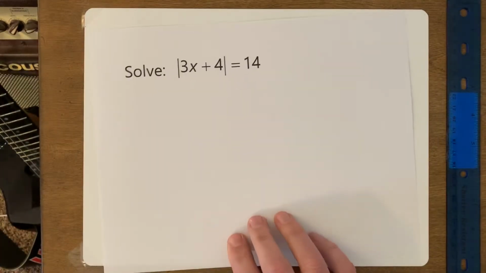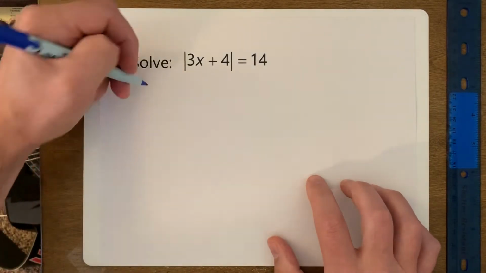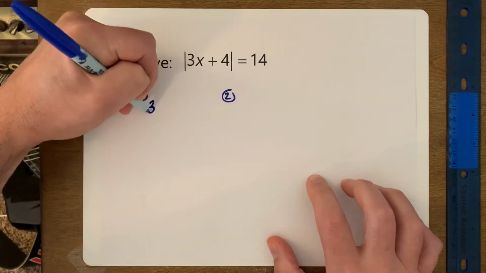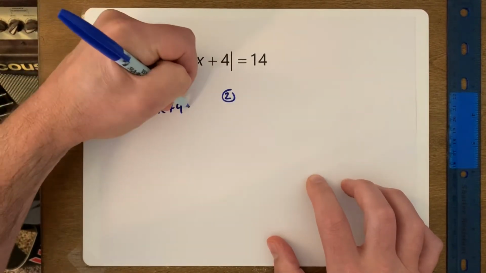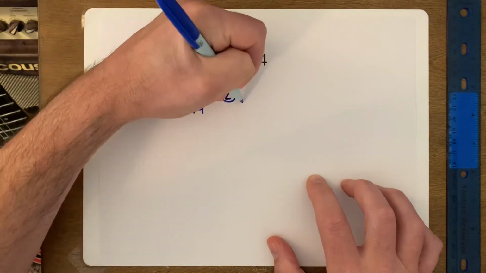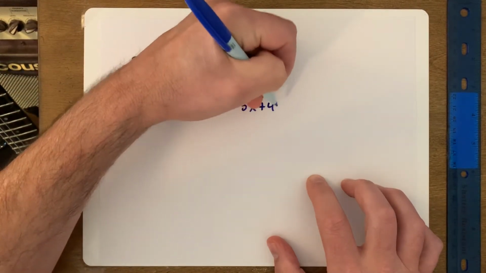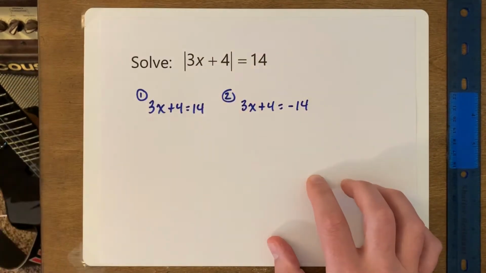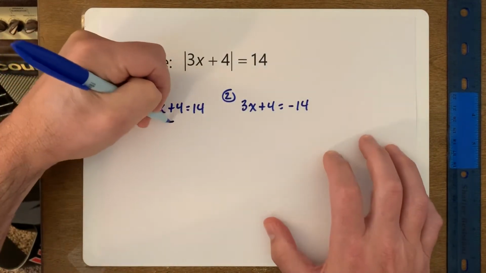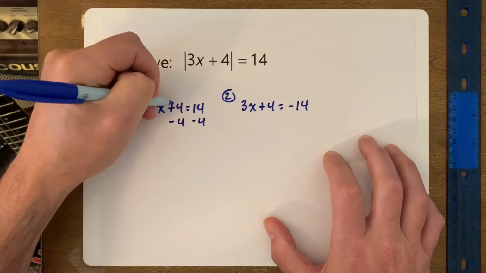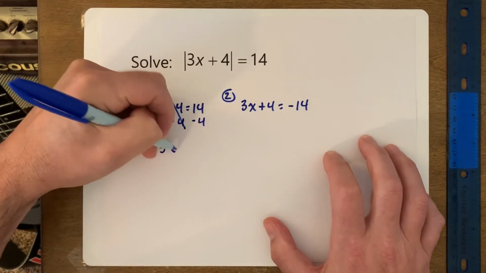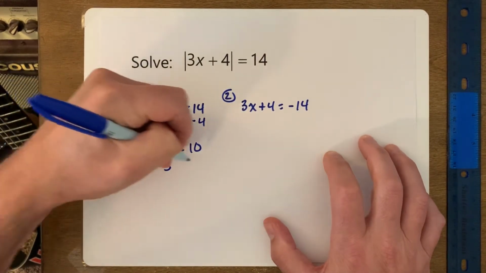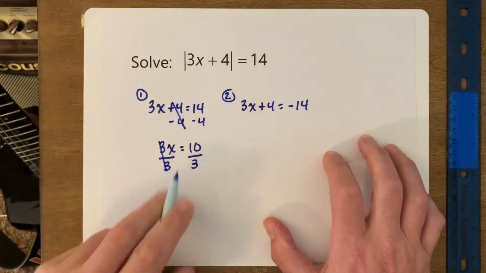All right, next example. Again, we have two equations. 3x plus 4 equals 14, and 3x plus 4 equals negative 14. And then we just solve them. So minus 4, bring down my 3x, and that would be 10. Divide both sides by 3, and you get 10 over 3.